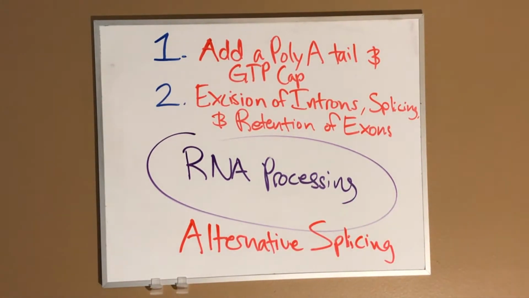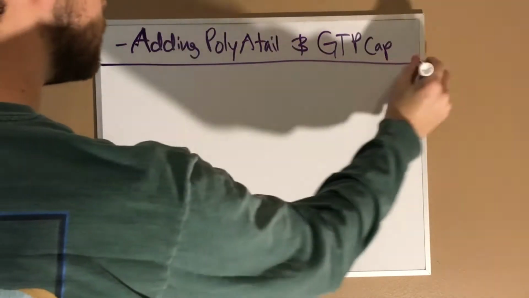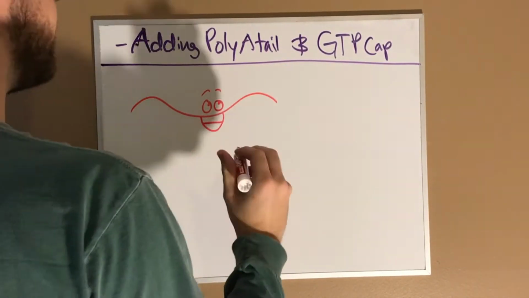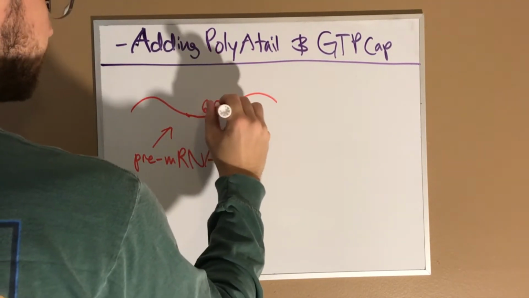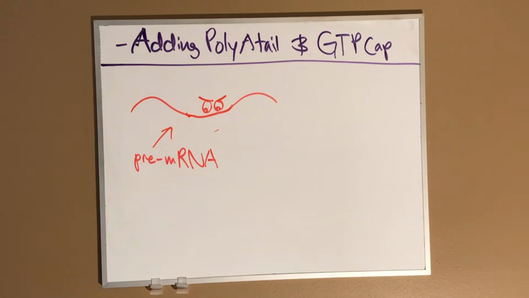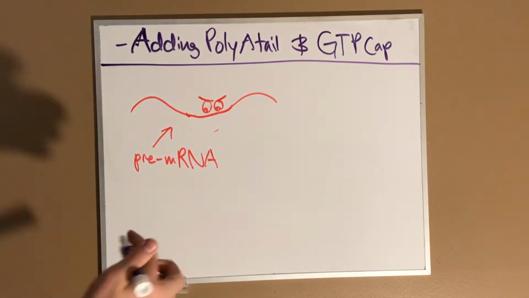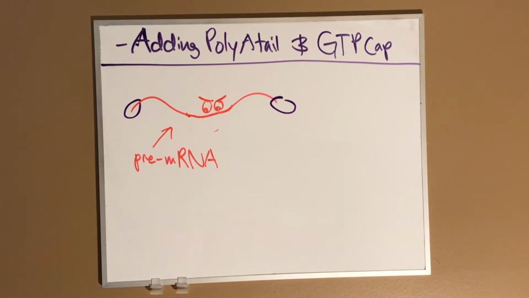First, the addition of the poly A tail and GTP cap. We'll be referring to the pre-processed mRNA as pre-mRNA since it's not mature yet to be translated. The pre-mRNA will have 2 processes done to it, 1 at each end.